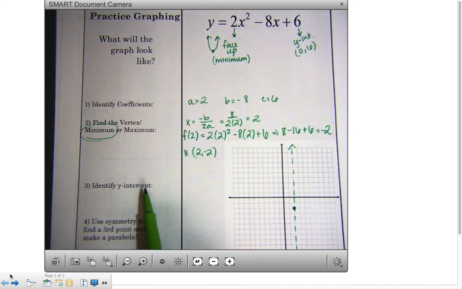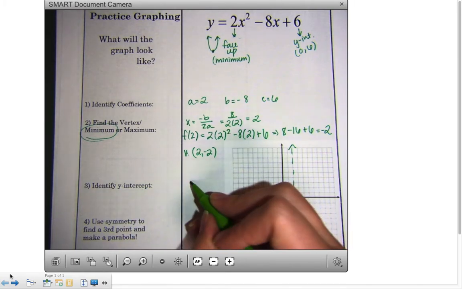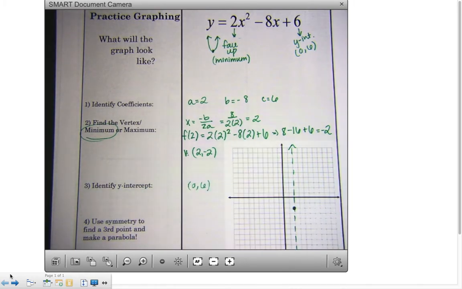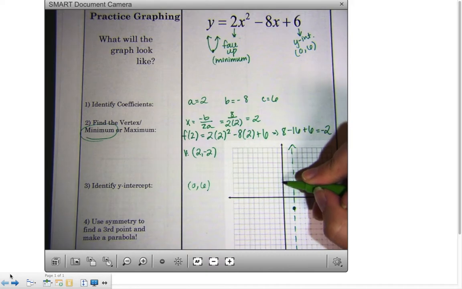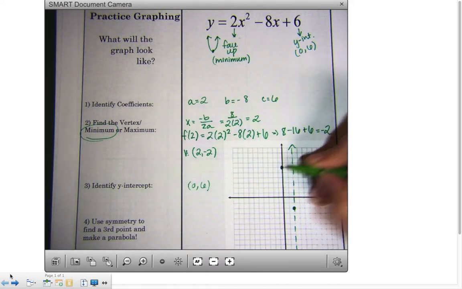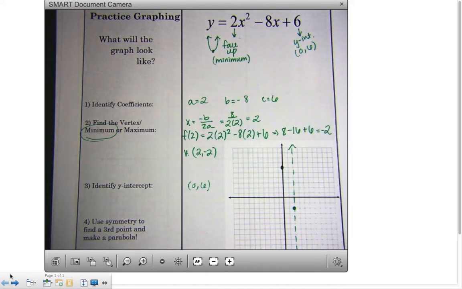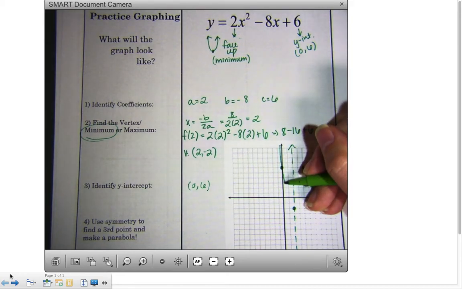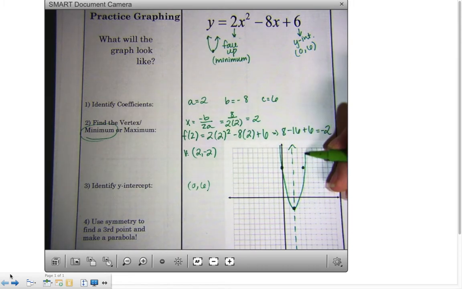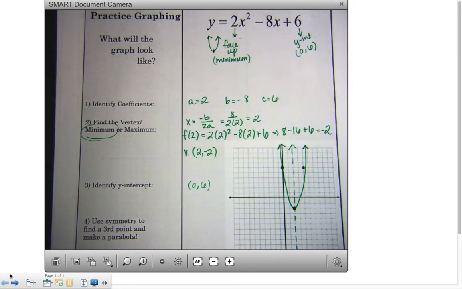Now I need to identify my y-intercept. We already did that. That's (0, 6). So I can plot that point. And then use symmetry to find a third point and make a parabola. So my y-intercept is 2 units away from my axis of symmetry. So I'm going to go 2 units the other way, kind of reflect that point over. So notice they're symmetrical. And then just connect your 3 points with a smooth curve. And there's your parabola.